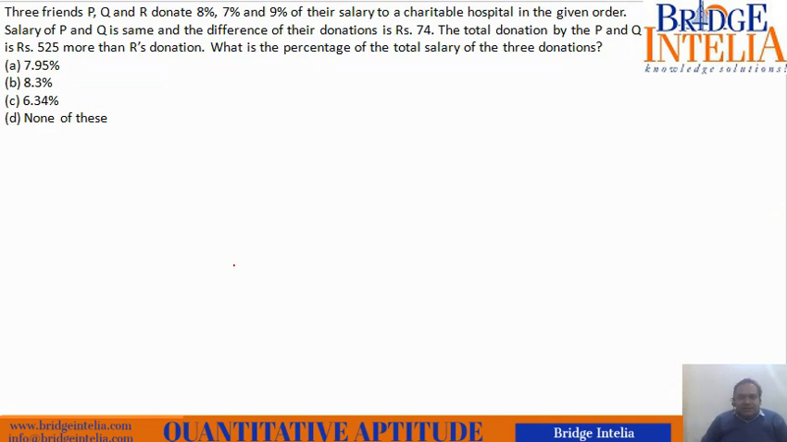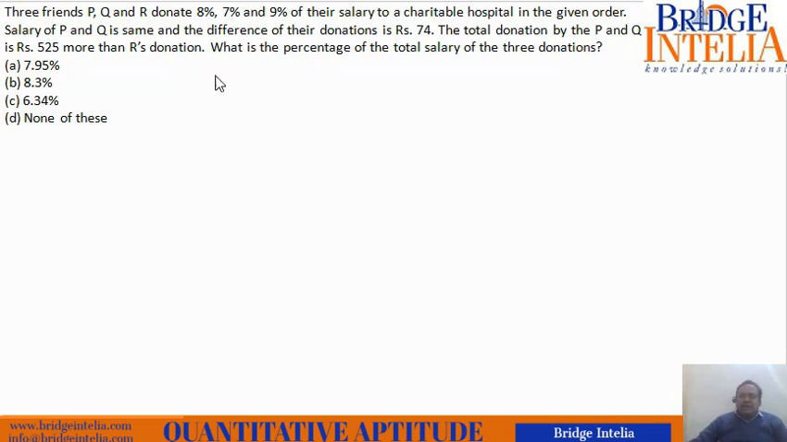Let's see this one. Three friends P, Q and R donate 8%, 7% and 9% of their salary to a charitable hospital in the given order. Salary of P and Q is the same and the difference of their donation is rupees 74. The total donations by P and Q is rupees 525 more than R's donation. What is the percentage of total salary of the three donations?